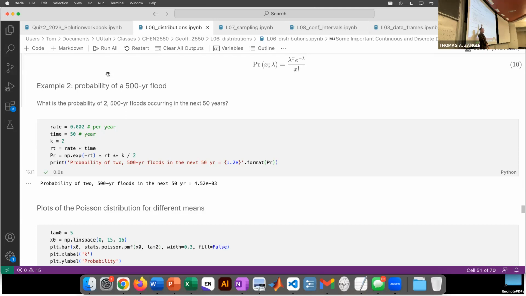One of the key things here is that when we say 500-year flood, it's a statistical or probabilistic statement about flood strength. And so we can use probability to understand what that really means over a given time period.